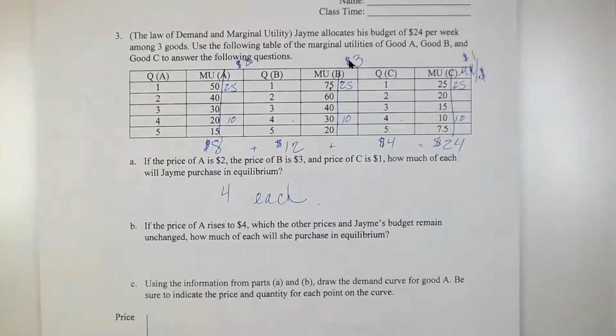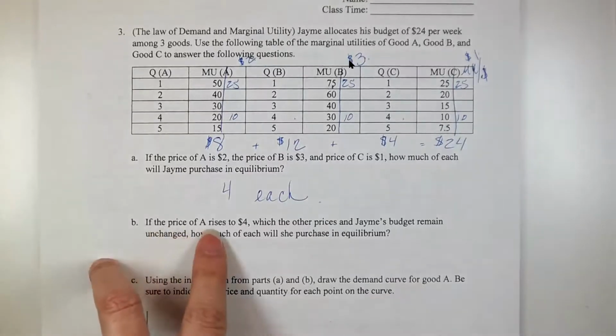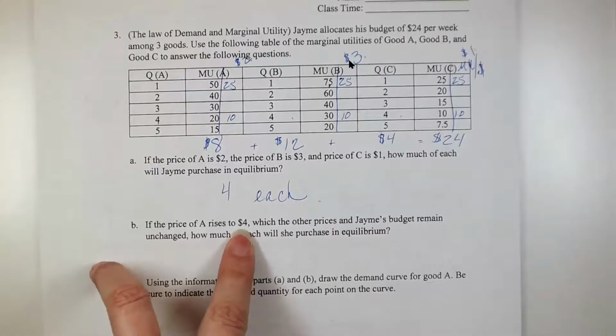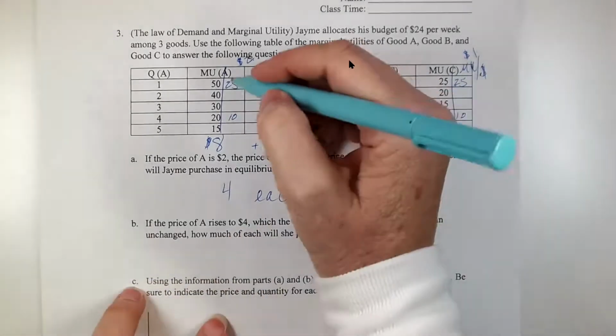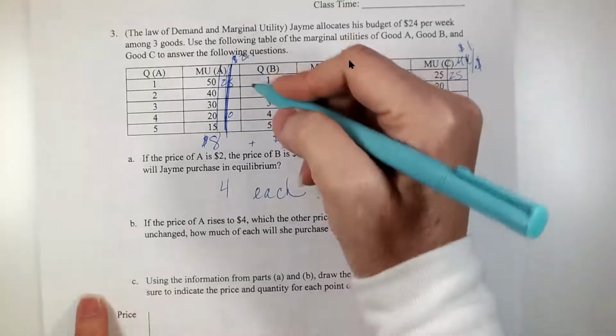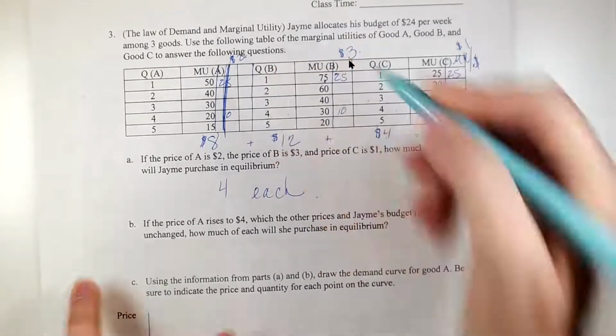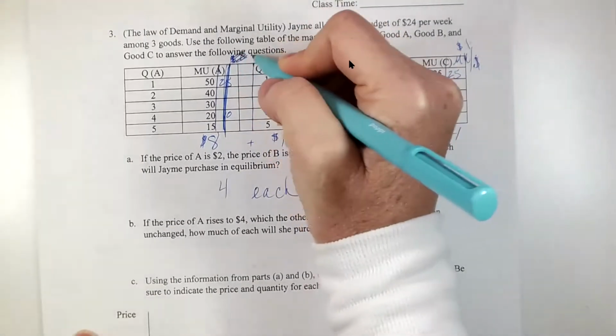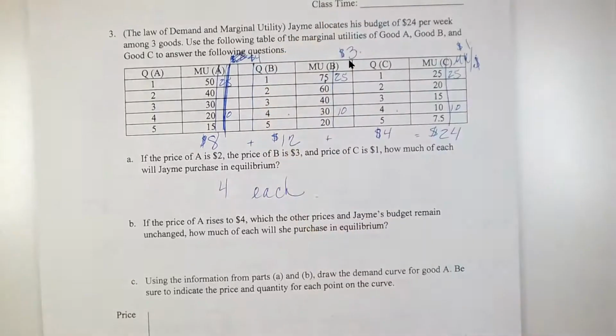Everything stays the same except the price of good A rises to $4. This is no longer good information for you. Set yourself up an additional column with your new price of $4. Do your math and compare across all 3. Your numbers are now a little bit different, right?